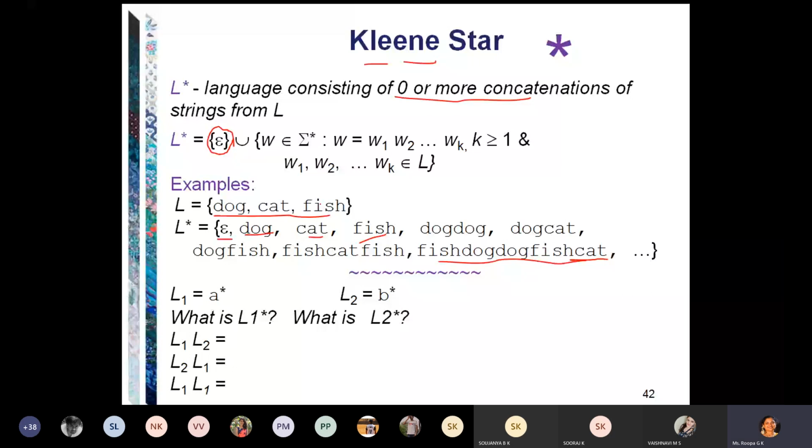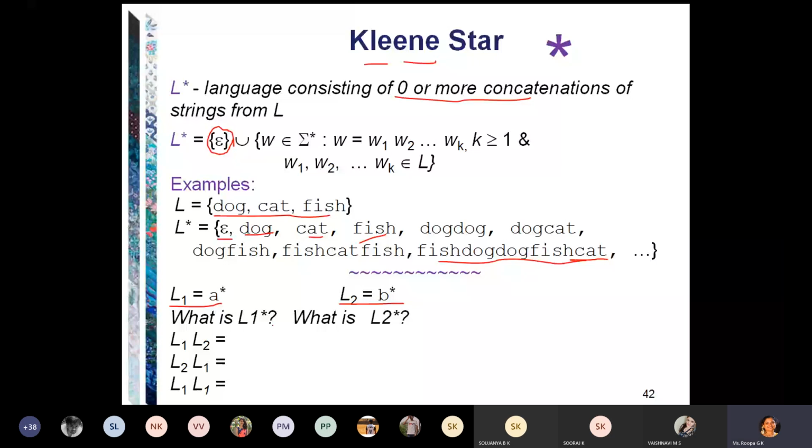Okay, this is the example problem. L1 is given by A star and L2 is given by B star. Write down this. L1 is A star and L2 is B star. What is L1 star? Anyone? L1 star?